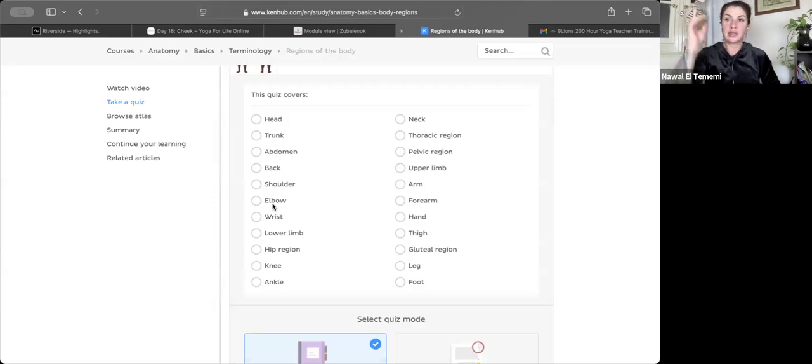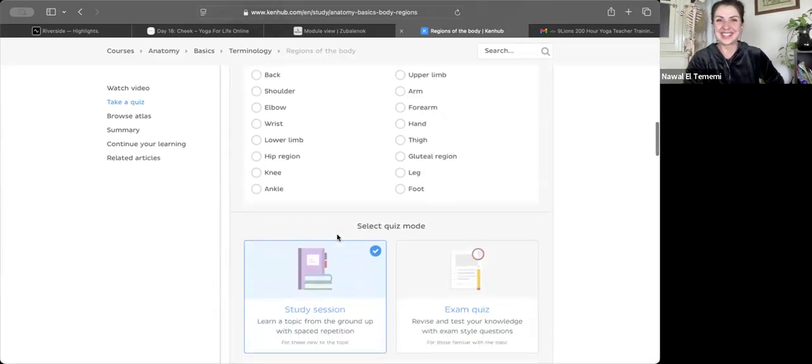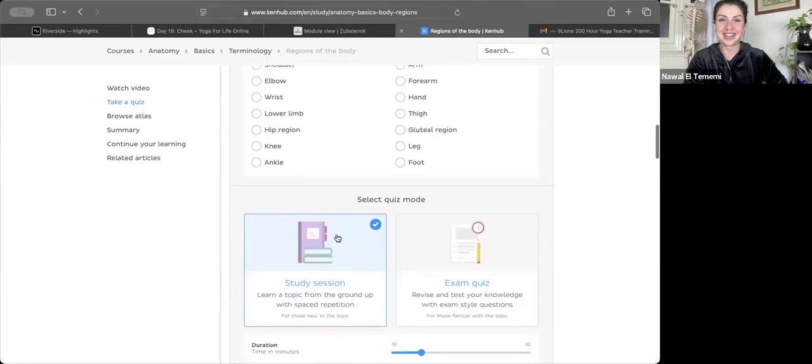Shoulder, elbow, we know it. Wrist, we know it. Lower limb, and it's your legs, I guess. The lower limbs, upper limbs. Limbs are, yeah, your extremities.